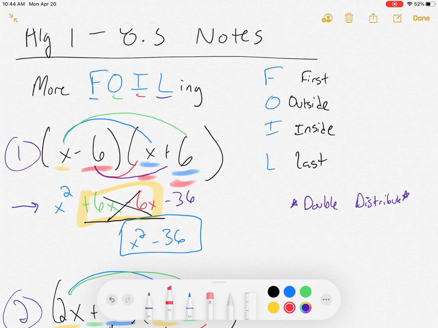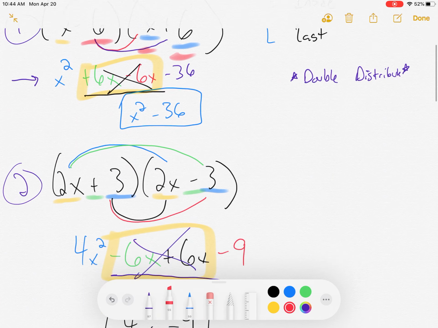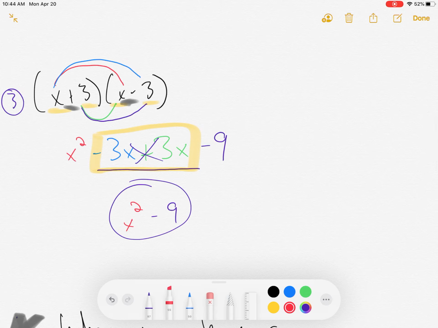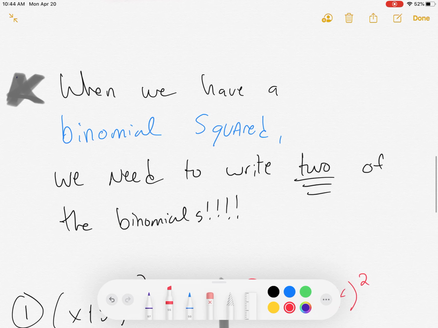In number 1, more or less the same thing. We had x, x, we had 6, 6. The only thing that changed was the sign. Whenever you have that, your middle terms are going to cancel each other out. There is a shortcut for that, but we're just going to focus on FOILing. If you FOIL them out every time, like we've been doing, you will get the correct answer every time.